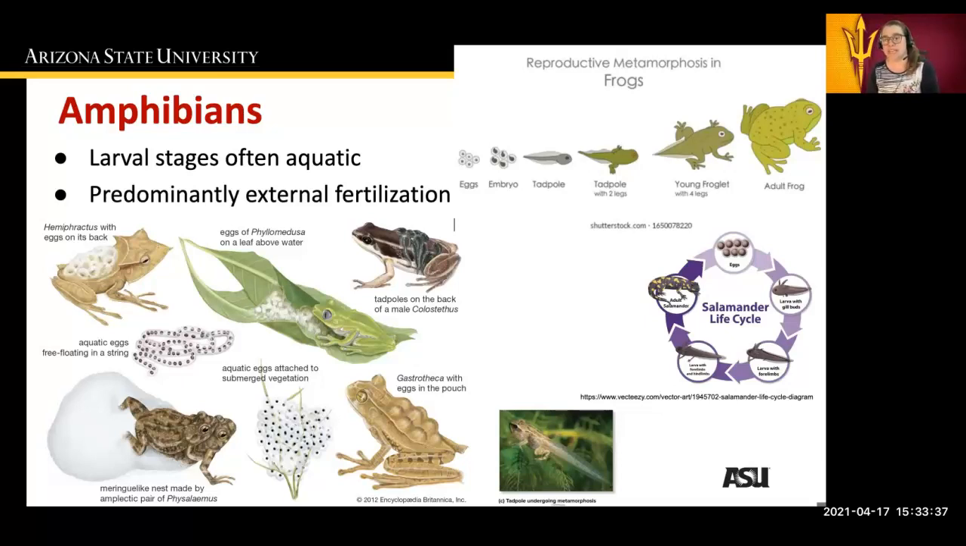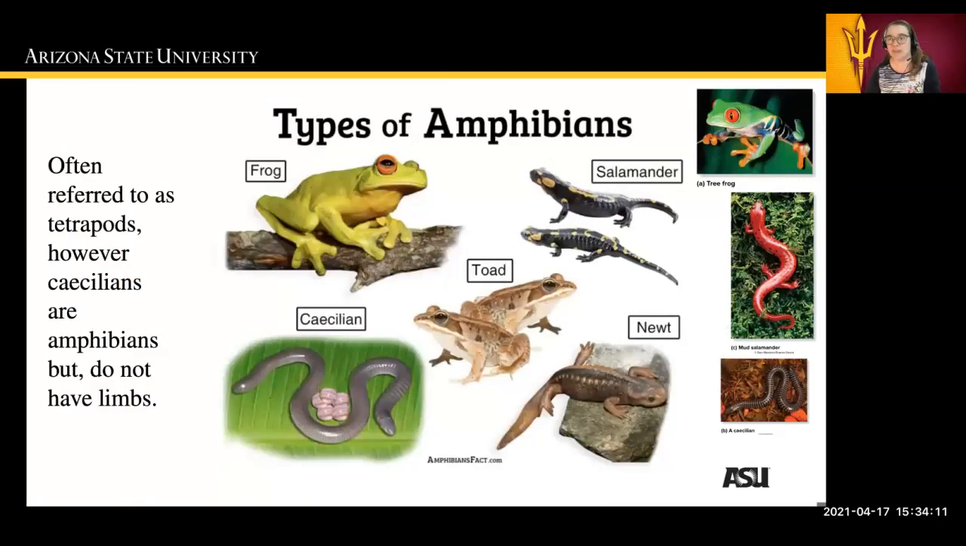Frogs undergo a metamorphosis that goes from eggs to embryos once they're fertilized. Then they become tadpoles, and then they have 2 little legs, and then they get 4 little legs, and then they become an adult frog. Salamanders have eggs and then go through a larval stage that they have gills, actually gills around their head. And then they go into a larval stage with forelimbs, and then they get hind limbs as well and become a salamander. So there are various types of amphibians that we'll talk about, and most often they are tetrapods.